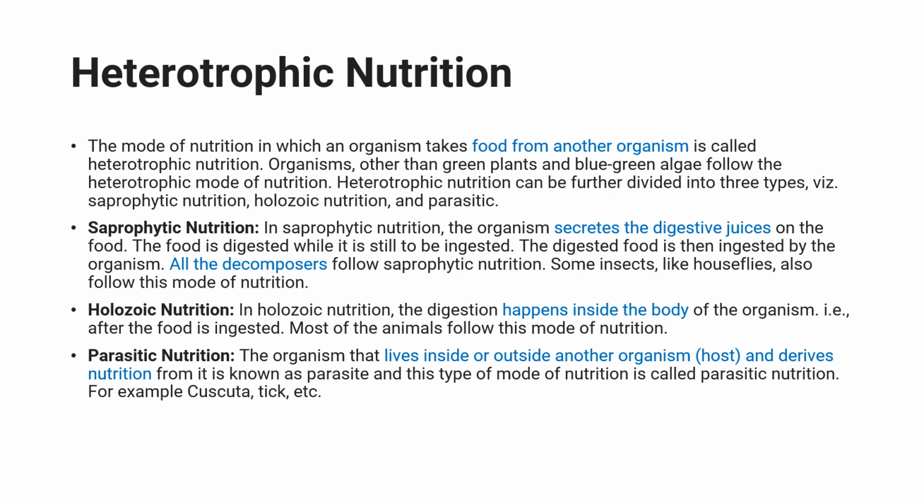Now let's look at holozoic nutrition. In holozoic nutrition, the digestion happens inside the body of the organism, that is, after the food is ingested. Most animals follow this mode of nutrition. Parasitic nutrition: the organism that lives inside or outside another organism, or host, and derives nutrition from it is known as a parasite, and this mode of nutrition is called parasitic nutrition. For example, cuscuta, tick, etc.